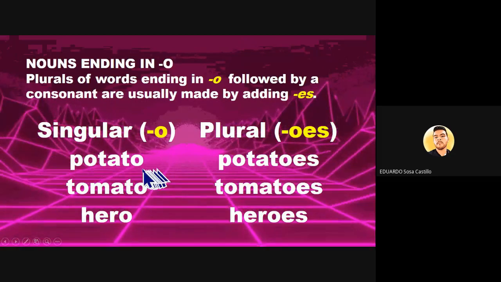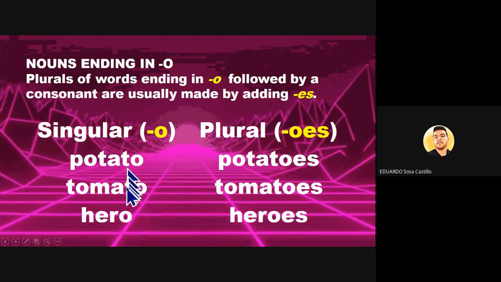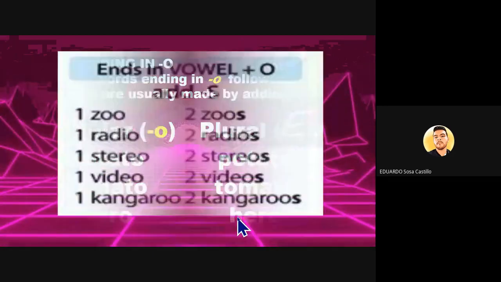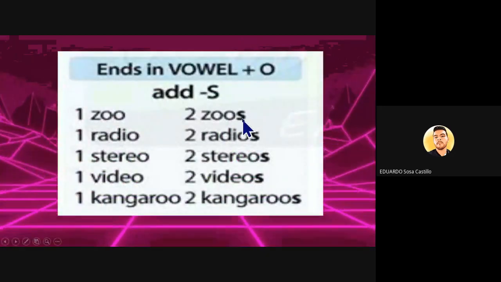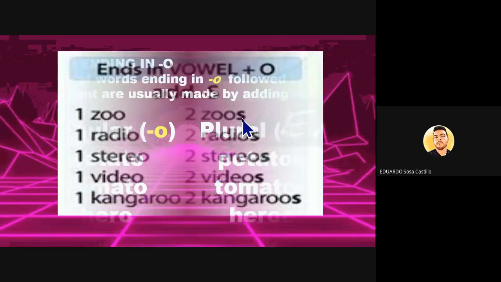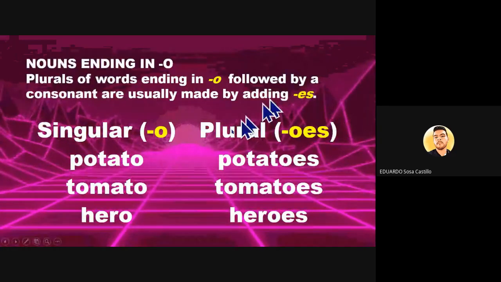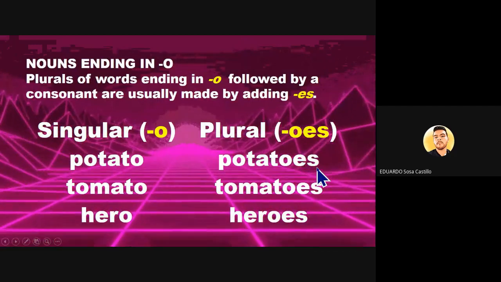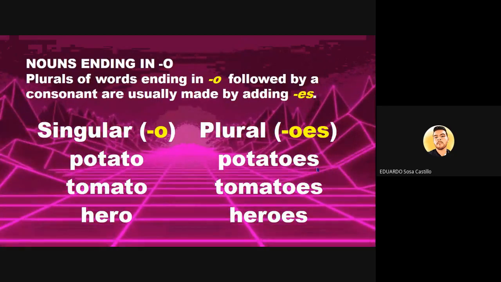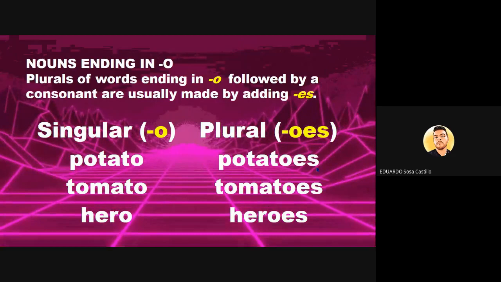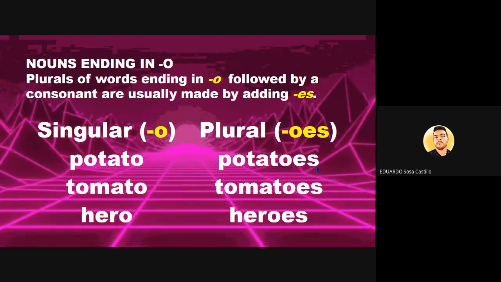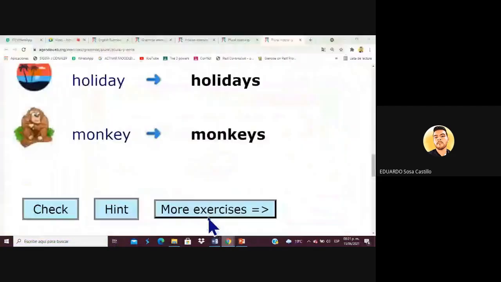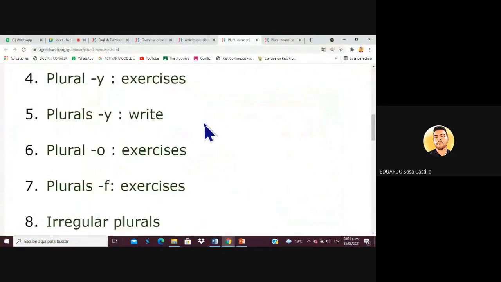Why is that? Because we have a consonant, T, letter R. Remember, if it has a vowel, you just have to add letter S. If it has a consonant, then you have to add ES. But not in all cases, Mariana and Jesus. Not always. In most of the times, yeah. But why don't we go to practice, to the exercise with letter O, to see if we got this clear?